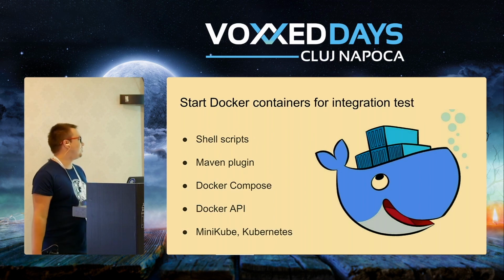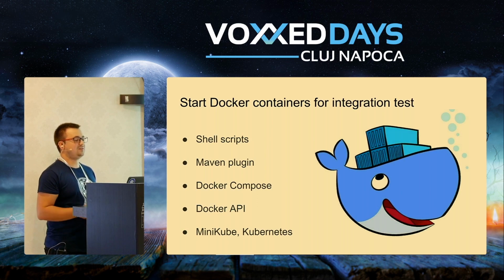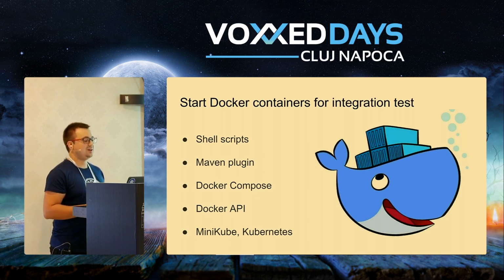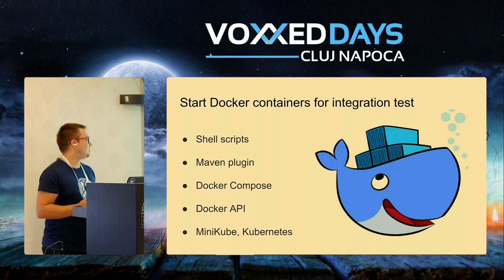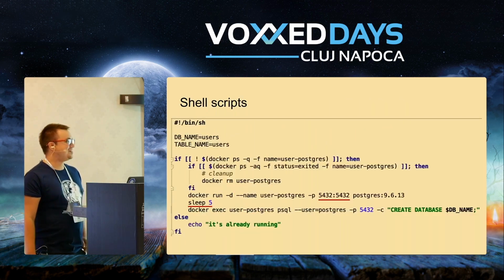So what are our options? How can we start a Docker container and use that for an integration test? Actually, there are many options. You can have a shell script, you can have a Maven plugin, you can use Docker Compose, the Docker API, or if you really want overkill, you can start a Kubernetes or Minikube cluster just to run a single container for an integration test. So let's see some examples.